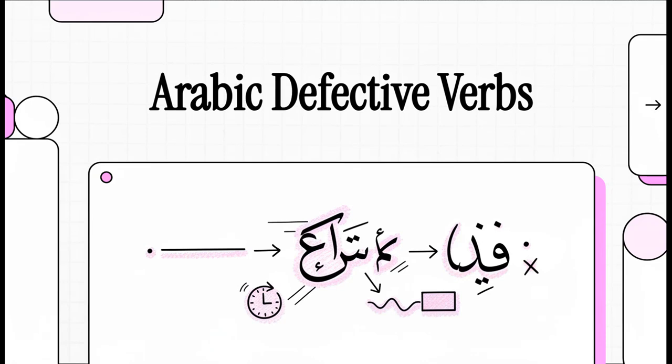Have you ever felt like your Arabic sentences are just stuck in the present tense? Well, today we're going to unlock all of that. We're diving into a special class of words called defective verbs that give you the power to talk about the past, the present, and the future.